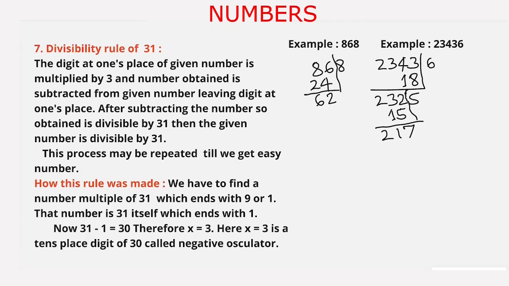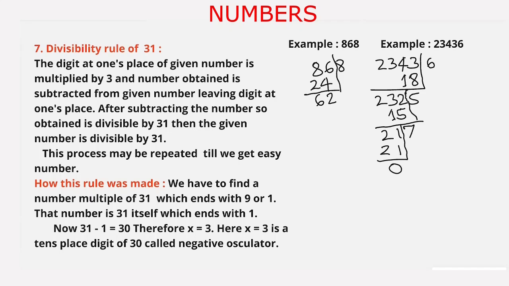So 7 times 3 is 21, and after leaving 7, we subtract 21 from the remaining part of the number, which is 21, and 21 minus 21 is 0, and 0 is divisible by any number, so it is divisible by 31. Therefore, the given number 23436 is divisible by 31.